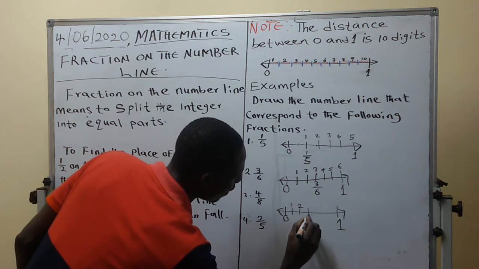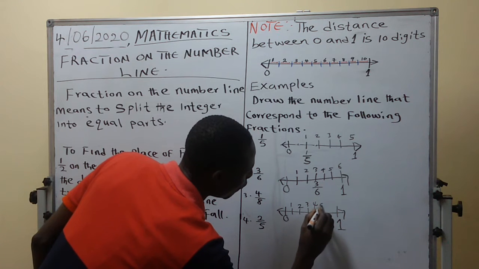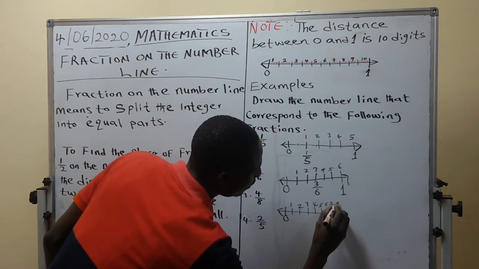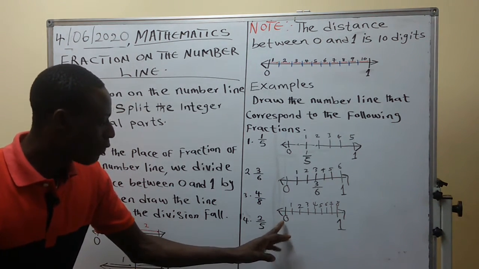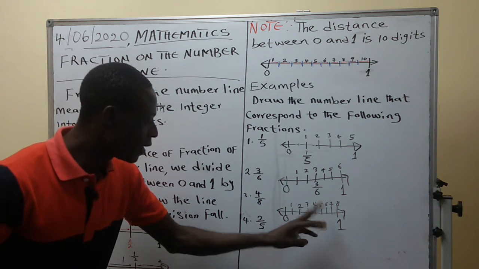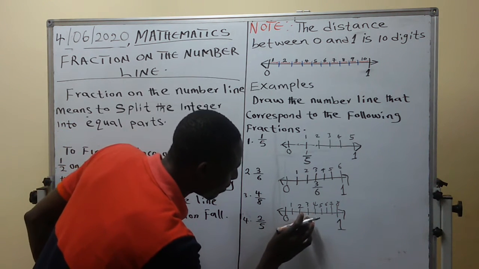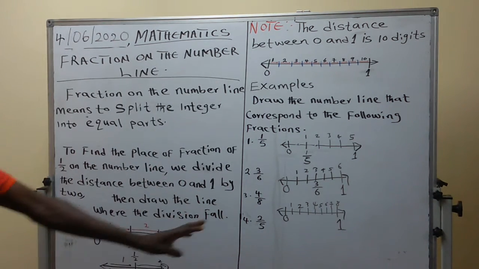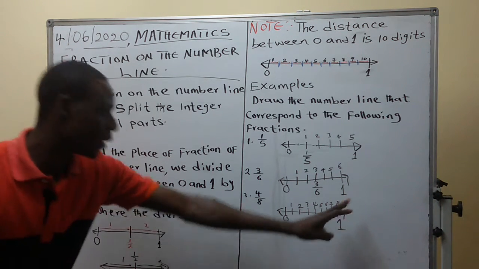Now, let's divide it from 0. 1, 2, 3, 4, 5, 6, 7, 8. So this is the 0 point. From 0 you take one step. 1, 2, 3, 4, 5, 6, 7, and 8. Now we have finished dividing the distance between 0 and 1 into 8.